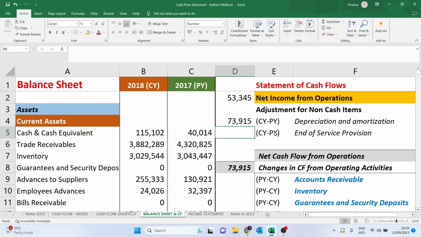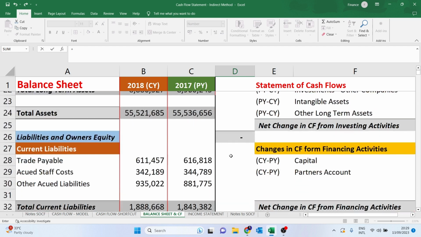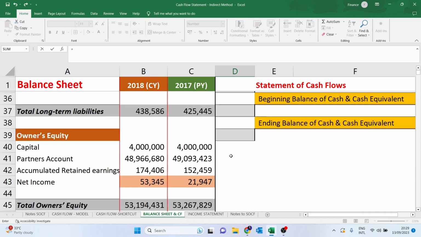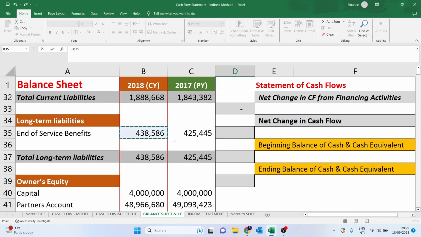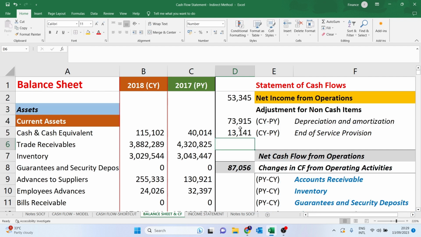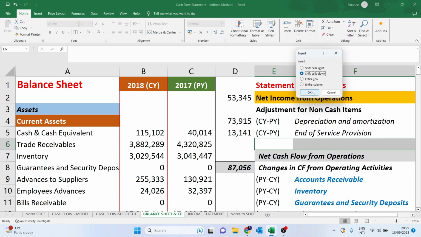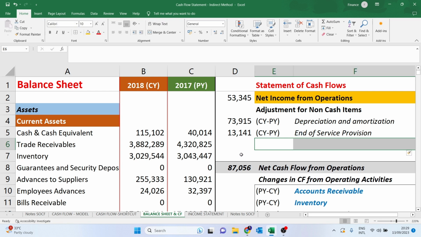That one is also current year minus previous year. So what is the end of service provision here? We have provided. So current year minus previous year: here is the current year end of service 18 minus previous year 17. That will give us 13,141, which is also added back because that is only a provision. Now we need to check for the next item.